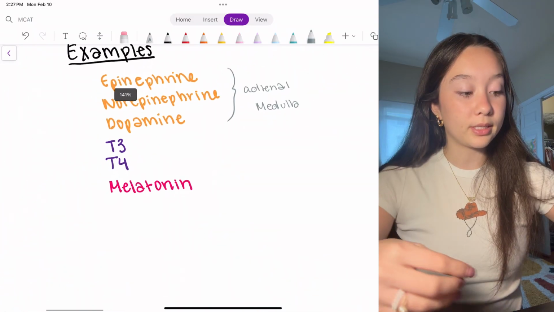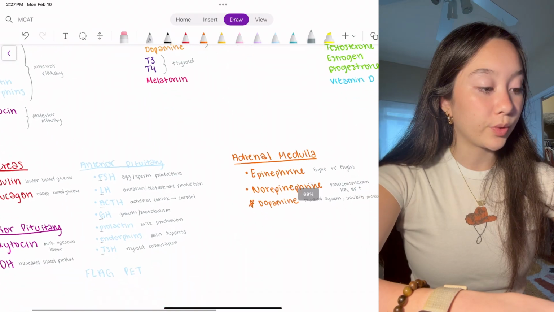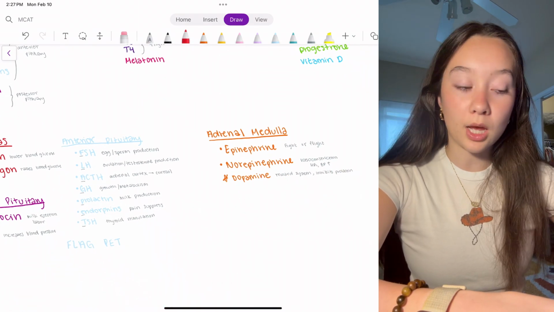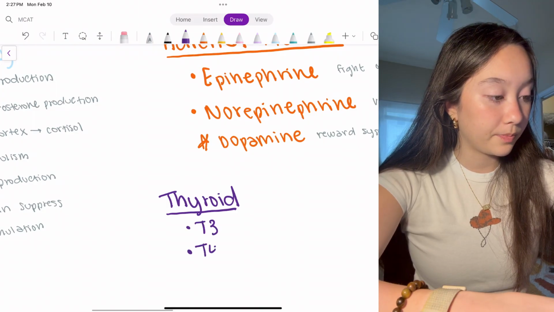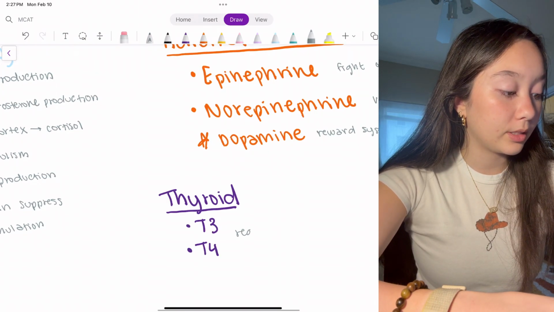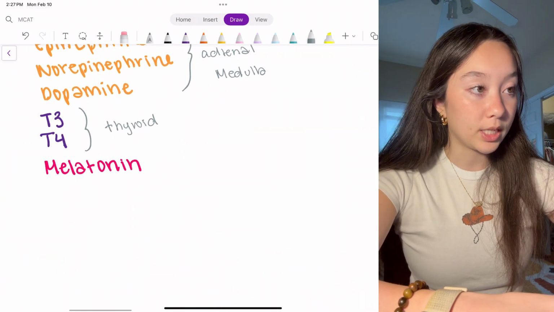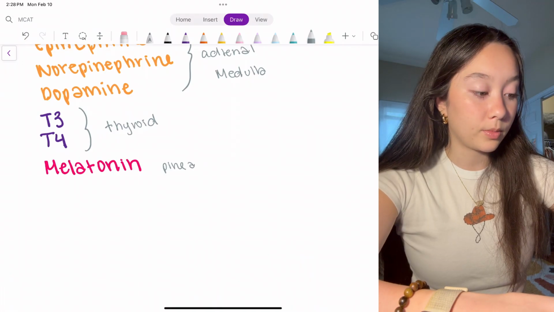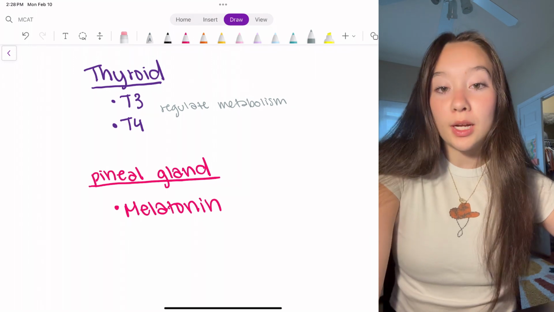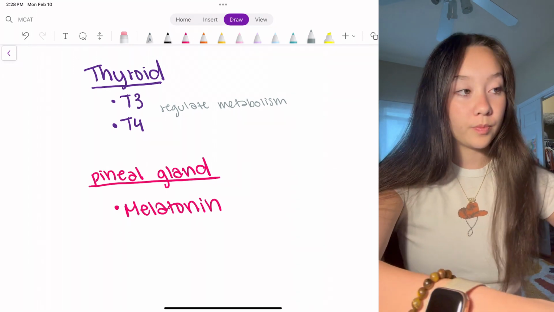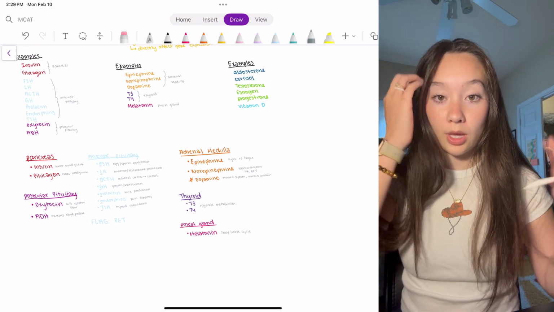Now, the next is this T3 and T4. This is just going to be the thyroid. Thyroid-produced hormones are there to regulate metabolism. So thyroid is T3, T4. These regulate metabolism. And melatonin is going to be the pineal gland. Pineal. And as we know, melatonin has to do with the sleep-wake cycle. All right, so those are all of the tyrosine-derived hormones that we have discussed.